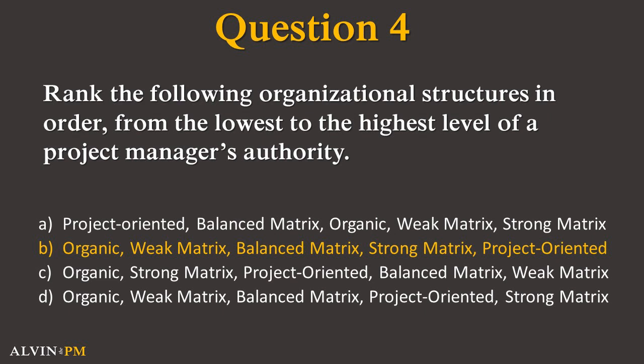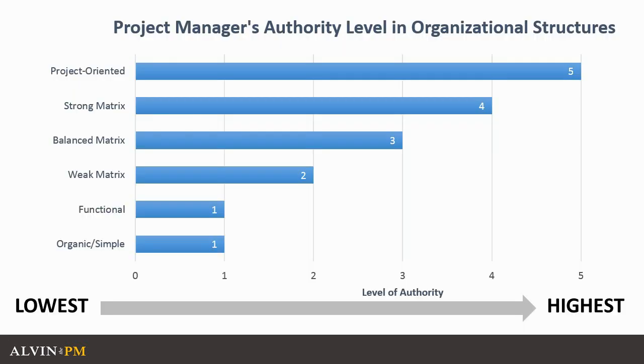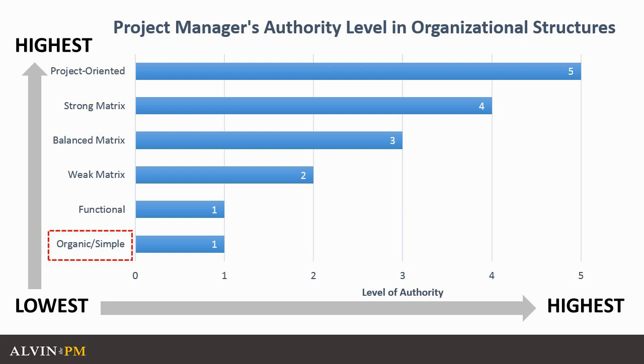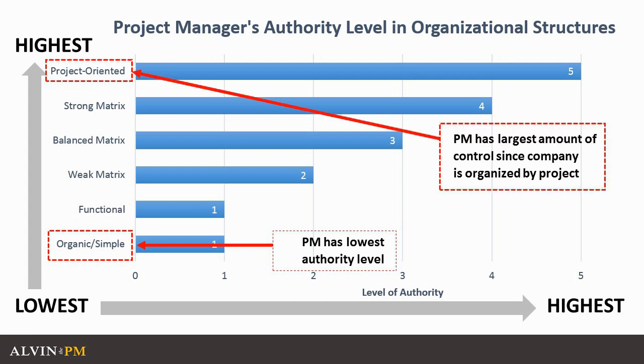The level of a project manager's authority increases in the following order from organic to weak, balanced, strong, and finally project-oriented. In an organic organizational structure, the organization follows a very simple hierarchical structure where the project manager has the least amount of authority. However, as you progress from a weak to a strong matrix, the project manager's authority increases. In a project-oriented organization, the project manager has complete authority and control over a project since the company is organized not by departments or specialized areas, but by projects.